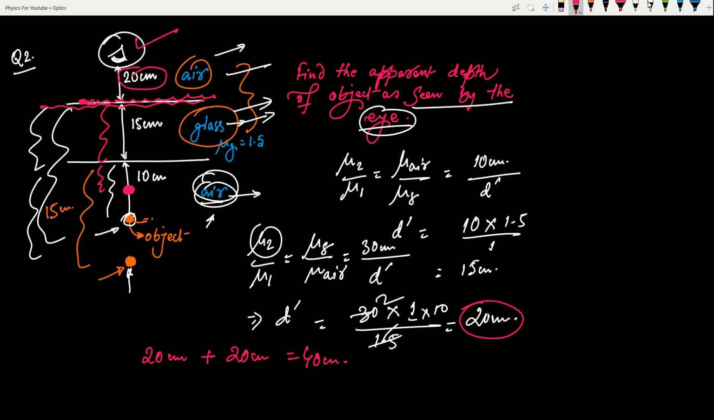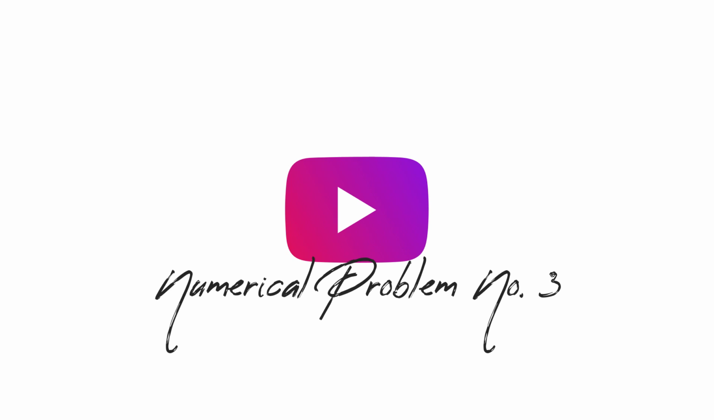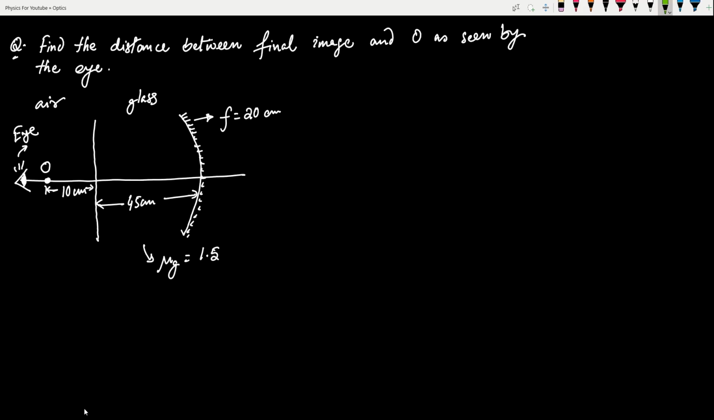Okay, now let's look into our final problem and we will wrap up the concept. Now let's look into this question. This is the final question and we'll wrap up the video after this. Find the distance between the final image and O. O is the object, this one, as seen by the eye. So you need to find out the distance between the final image and the object as seen by the eye.